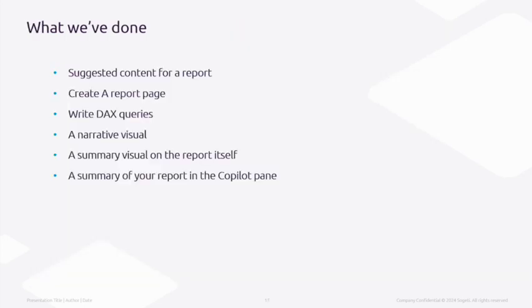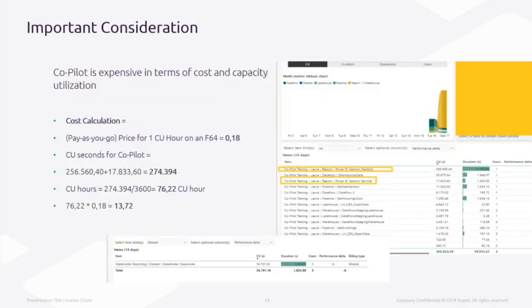So this is actually what we've done. There's one more important consideration that I need to point at, because this all sounds too good to be true, and it is actually. Because one important consideration is that Copilot is expensive in terms of cost and capacity utilization. I'm an admin of this capacity, so I can see the details.